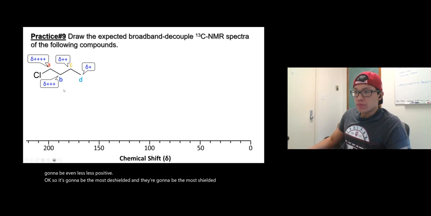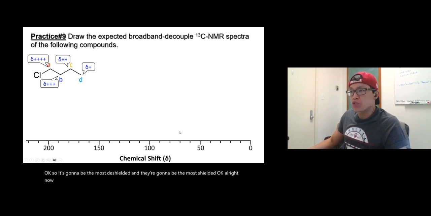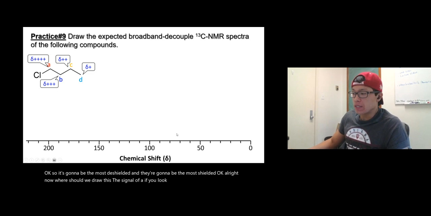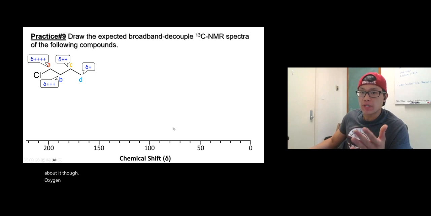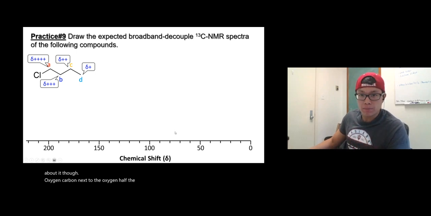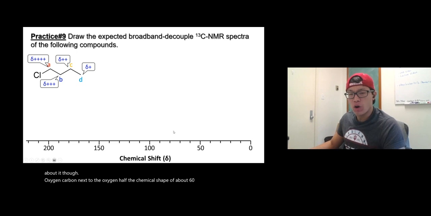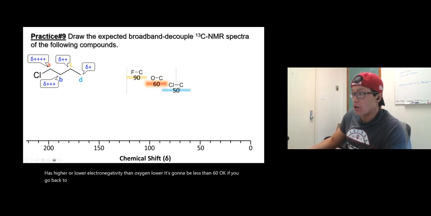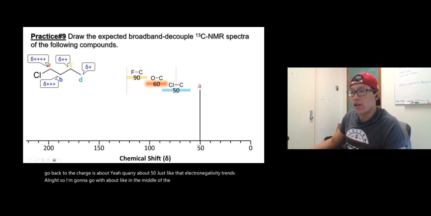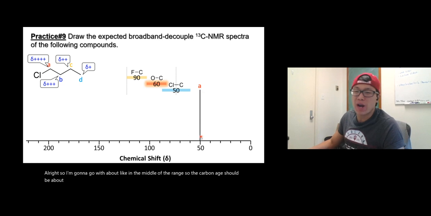Now, where should we draw the signal of A? If you think back, carbon next to oxygen has a chemical shift of about 60 ppm. Does chlorine have higher or lower electronegativity than oxygen? Lower, so it's going to be less than 60. If you go back to the chart, chlorine is about 50, just like the electronegativity trend. So I'm going to go with about the middle of the range. Carbon A should be about 50 ppm, somewhere around here.